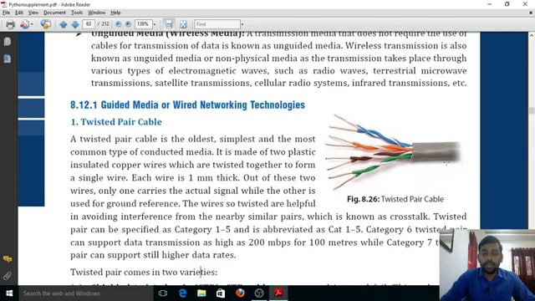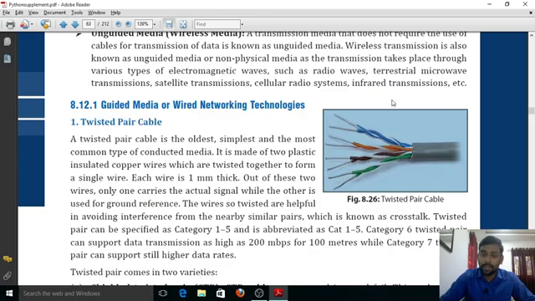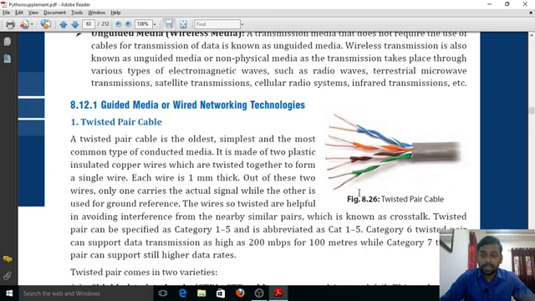First, we can look at guided media or wired networking technologies. You can see twisted pair cable here, right? This is a twisted pair cable, and you can see the structure of the cable and insulated copper wires. These are insulated copper wires which are twisted around each other. That's why it's called twisted pair cable. The structure itself is twisted.